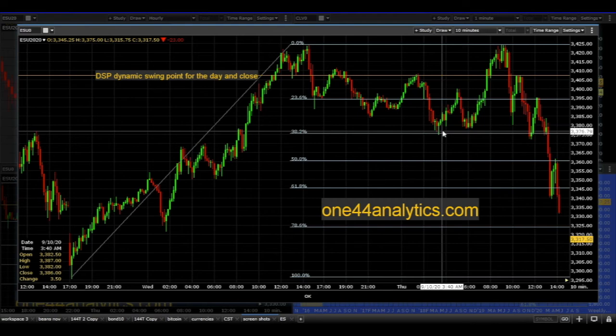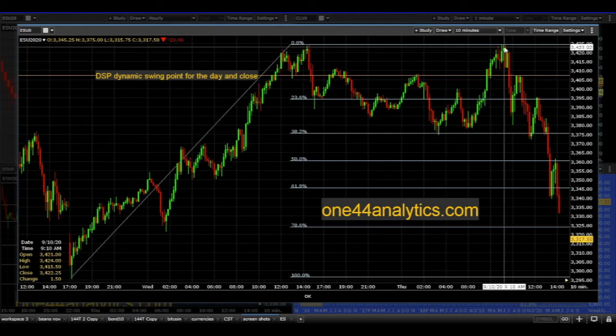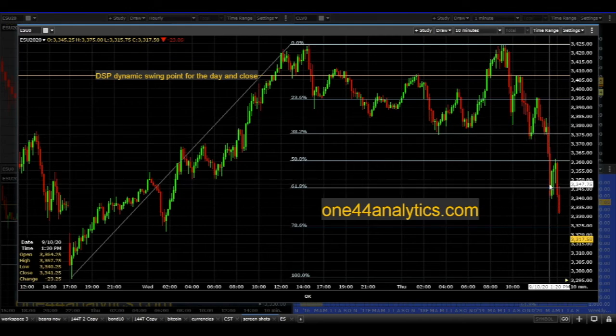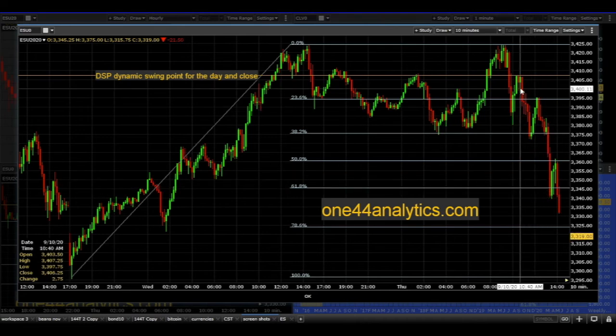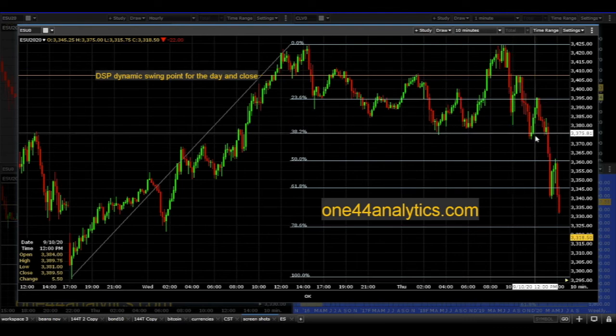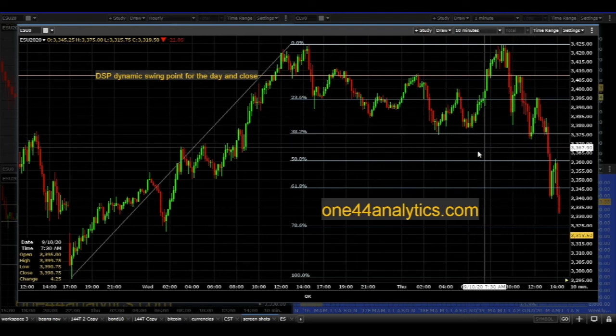So if we reacted from 38 already, the next place we should look for is 61.8. This is exactly where this market eventually came down to. That was like over a 60 handle break throughout the day, and it just shows you how you can make these calls just based on these rules and guidelines as to how to approach the market.